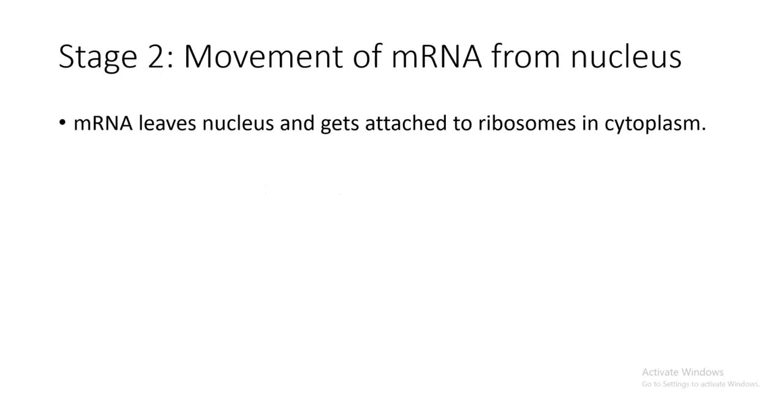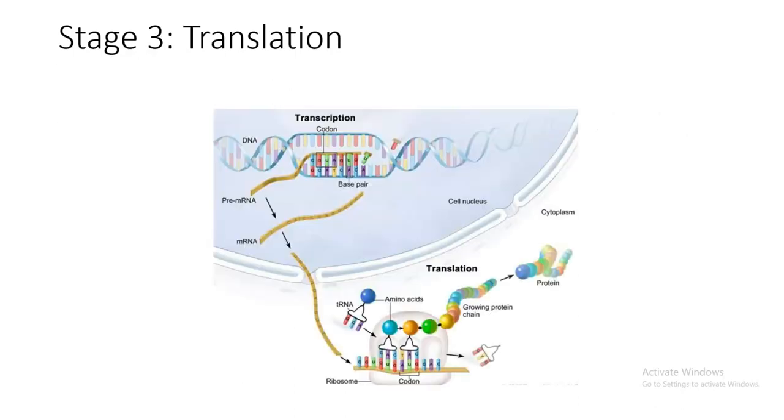So now, stage number 2: that's when the mRNA which we have formed in the nucleus will go out of the nucleus through the nuclear pores, and then it will go to the cytoplasm, where it's going to end up meeting tRNA, which will be in translation, our stage number 3.